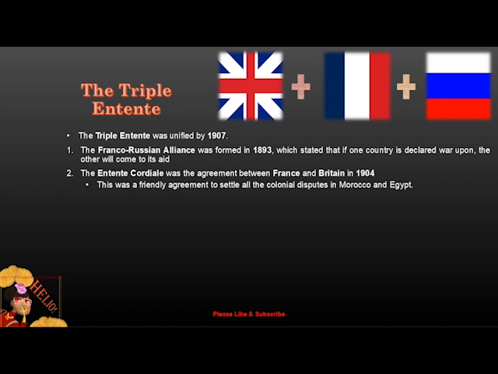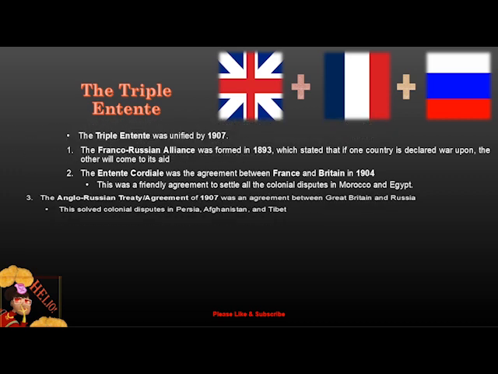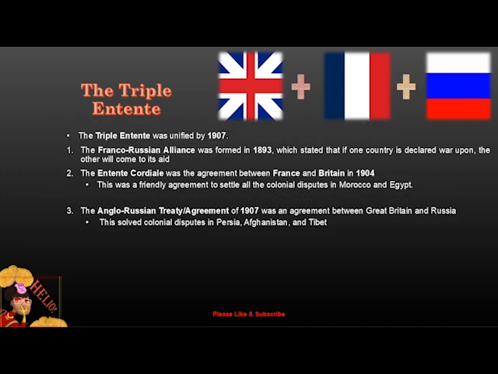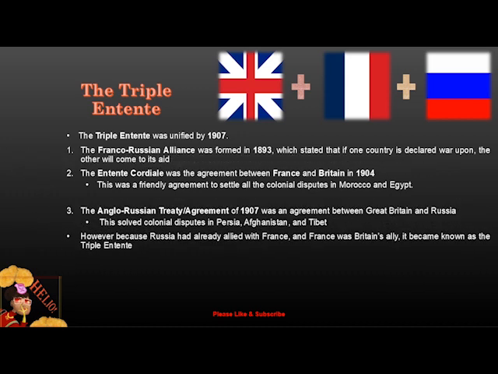Now, what finally united, if I might say, the Triple Entente was when Russia joined in 1907. This started as the Anglo-Russian Treaty of 1907. This is where it gets trippy. Because Russia had already allied with France, and France was Britain's ally, it became known as the Triple Entente. So see, everything is just connected. This also solved colonial disputes in Persia, Afghanistan, and Tibet. But that has nothing to do with what we're learning right now. So it's just a bit of context, really.